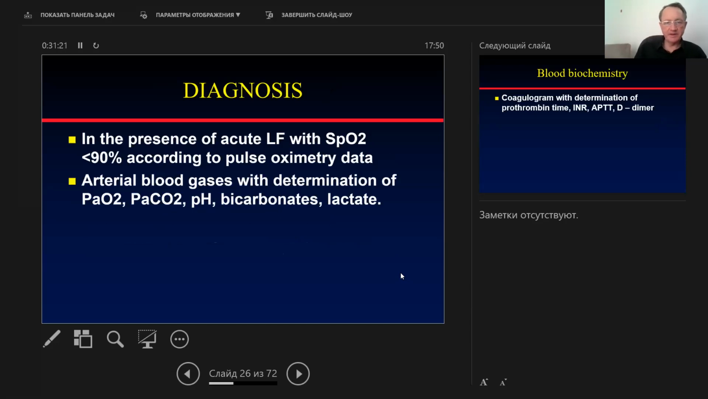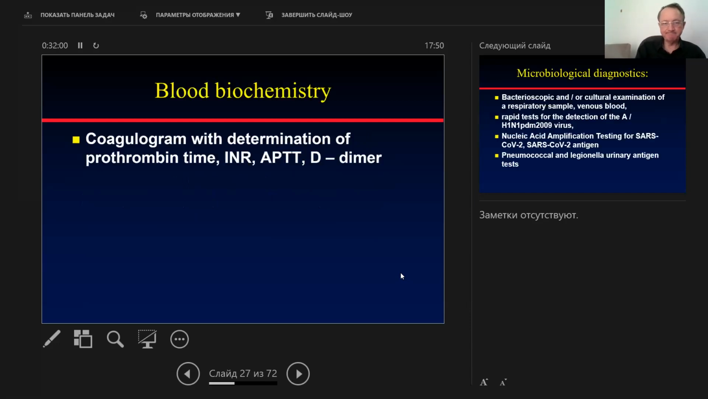But if the patient has acute lung failure, for example, how can we make a conclusion about acute lung failure? The screening test is pulse oximetry. That's why if you detect pulse oximetry less than 90, such patients should have arterial blood gases investigated. Firstly, partial pressure in arterial blood of oxygen, carbon dioxide, pH, bicarbonate, lactate, and others.